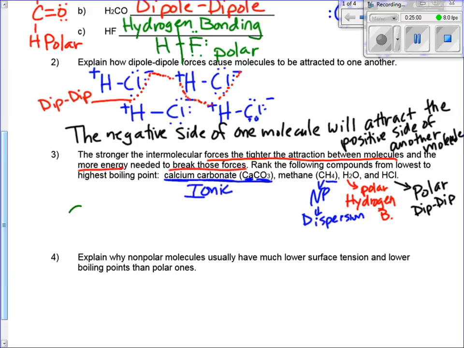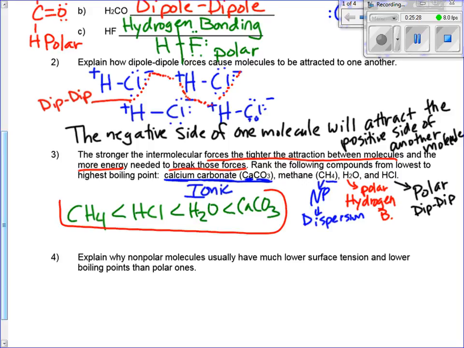Very good. So we're going to use our little less than signs, okay? What comes next? Who's the next weakest? HCl, good. And then comes H2O, hydrogen bondings, and of course the strongest, super strong, is the ionic one, which is calcium carbonate. Good. So you would have to rank them like so on the test. I believe it's also on your study guide to do so. Okay, so keep that in mind.